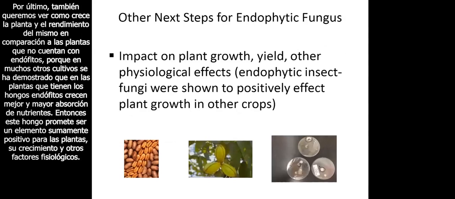Lastly, we also want to look at plant growth and yield in those trees that have the endophytic fungus versus those that don't. Because in many other crops, it's been shown that those plants that have the endophytic fungus, such as Beauveria bassiana, will grow better and have higher yield, better nutrition uptake than other plants. So this fungus seems to be very positive and beneficial for plant growth and other physiological factors.